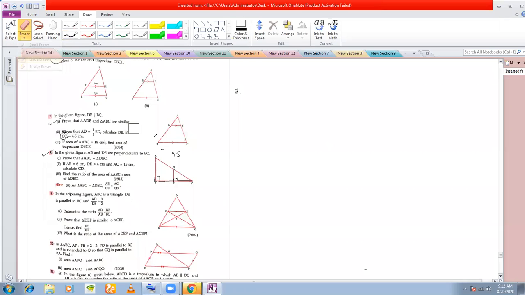So which two triangles are they talking about? ABC, that means this blue triangle, and DEC. DEC means this green triangle. Prove that these two triangles are similar. Now this is again the same as type 2. So how do we prove this similarity?